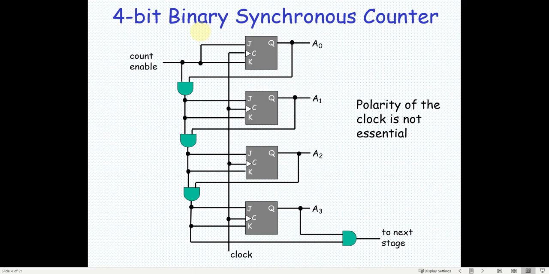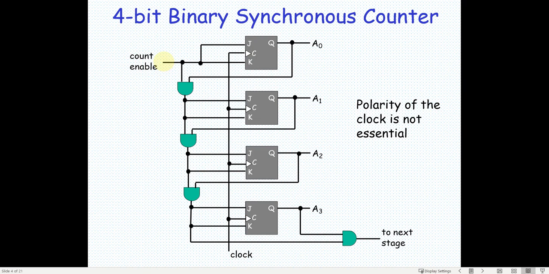So here if you see a binary synchronous counter wherein the same clock is given to all the flip-flops, and from A0 it is given to J. This is count enable. The count enable signal is just for whenever you want this counter to function, then we give the count enable high.